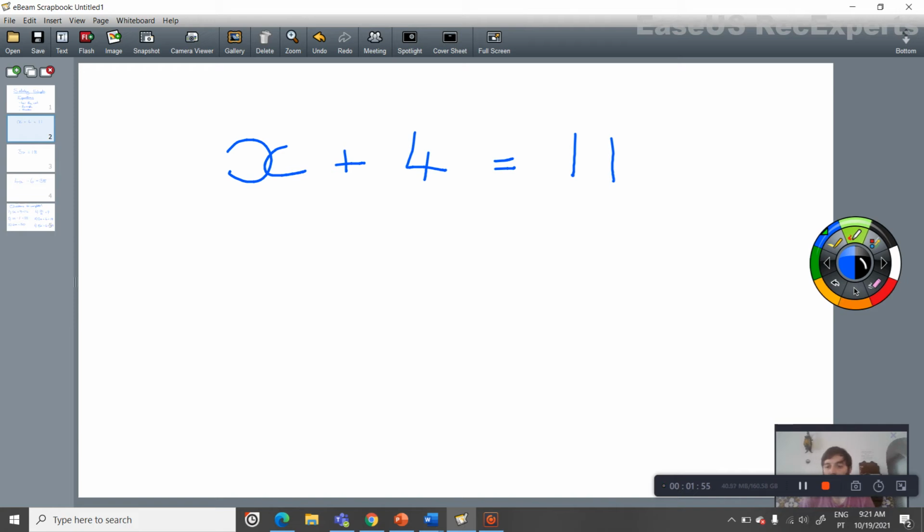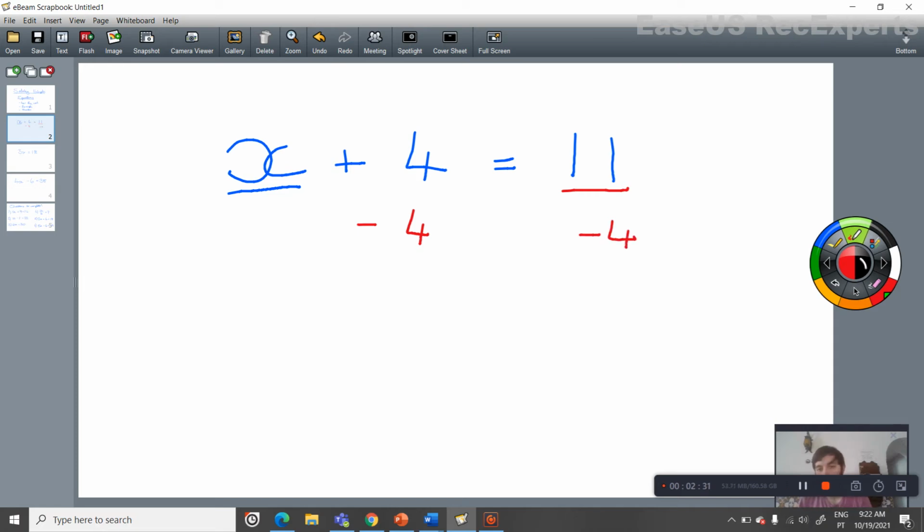For all of these, all we're going to do is do the reverse of what's happened to our unknown. In this case, we've got our x, then we add 4, and we get 11. You might be able to figure this out in your head, but we want to think of a method that's going to work for all of them. This equal sign means both sides are equal. If I take away a 4 here, then I have to take away a 4 from this side as well.